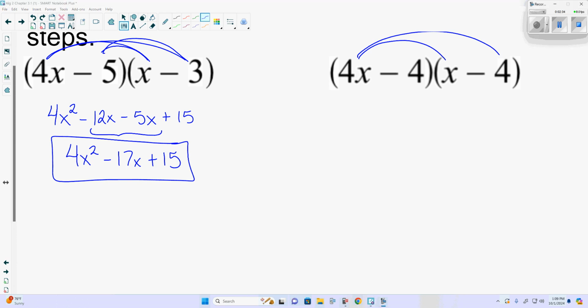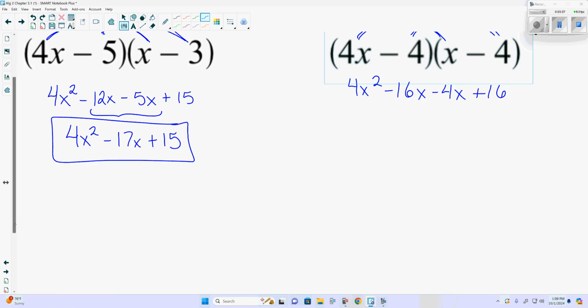So as we look at this here, we're going to do 4x times x first. Well, 4x times x is going to be 4x squared. Then we'll do our 4x times negative 4. Our 4 times negative 4 would be negative 16x. Then we'll move on to the next term, our negative 4. We'll do negative 4 times x is negative 4x. And lastly, negative 4 times negative 4 is going to be plus 16.